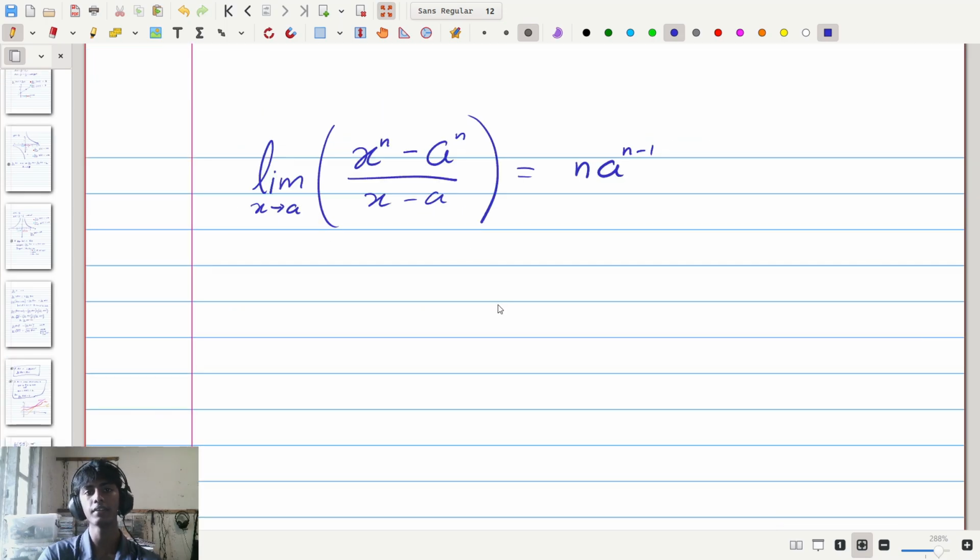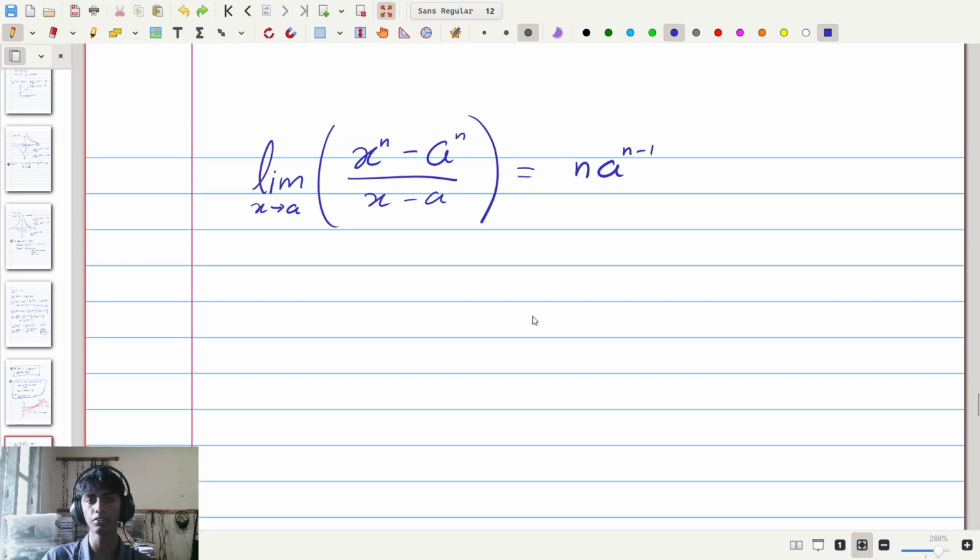So now that we've covered that, let's go on to some common results in limits. One common result in limits is that the limit as x approaches a of (x to the power of n minus a to the power of n) divided by (x minus a) is equal to n times a to the n minus 1. So let's prove this.